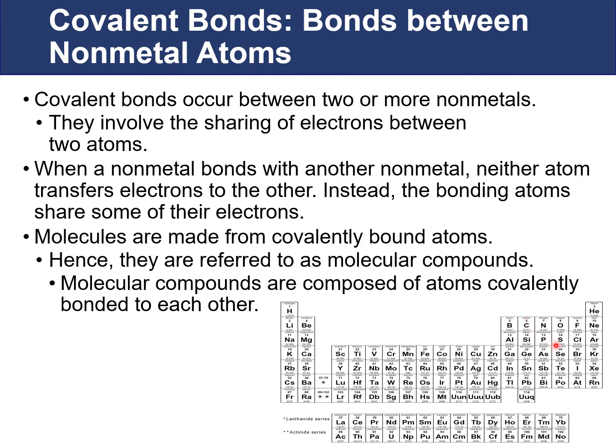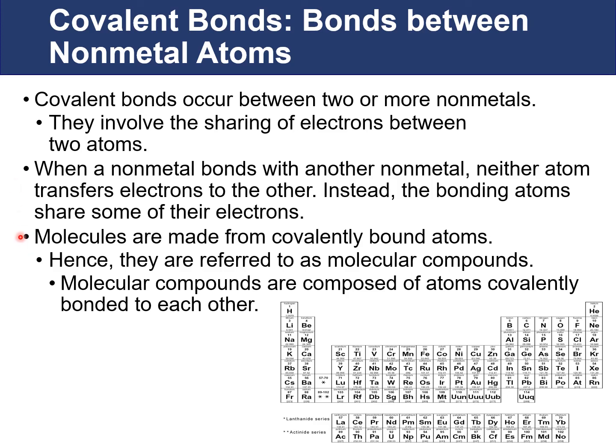And that's because each one of these has a similar pull on the electrons. And so because the pull is similar, there is a more equal sharing of the electron in a bond. When a nonmetal bonds with another nonmetal, neither atom is able to transfer the electron to the other. Instead, the bonding atoms share some of their electrons.